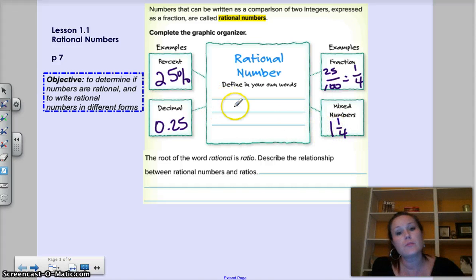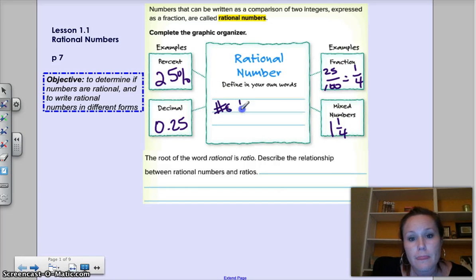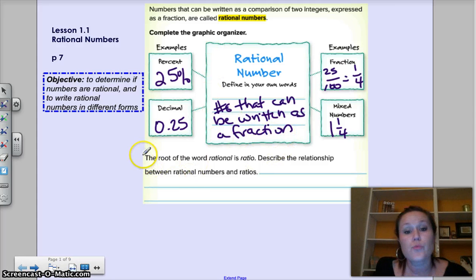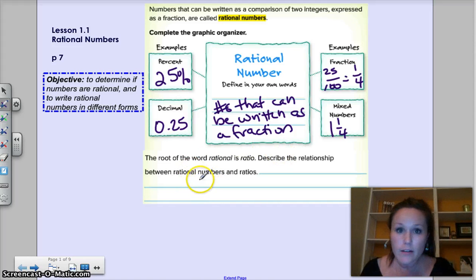And again, rational numbers are numbers that can be written as a fraction. Sorry about my bad writing. So again, the root of the word rational is ratio. It says describe the relationship between rational numbers and ratios. Well, we can't write a ratio if we don't have rational numbers. So ratios are really the relationship between two rational numbers.